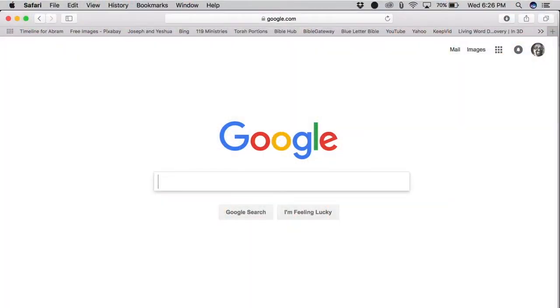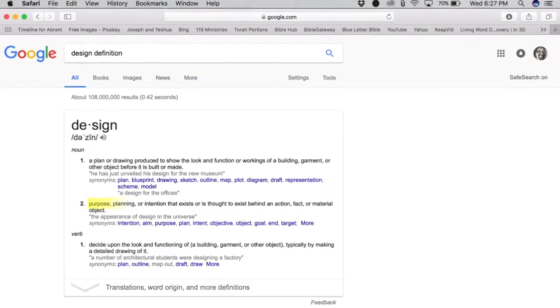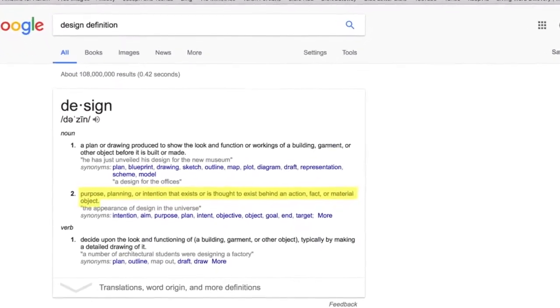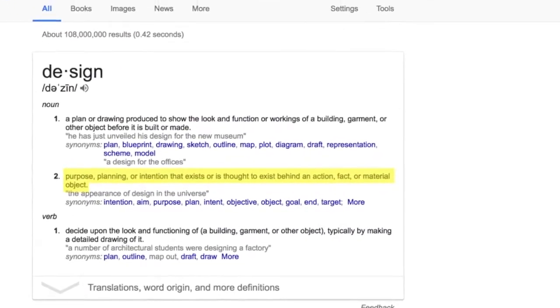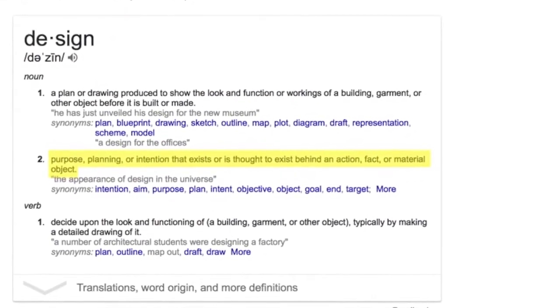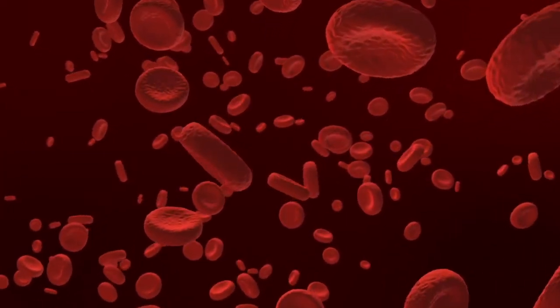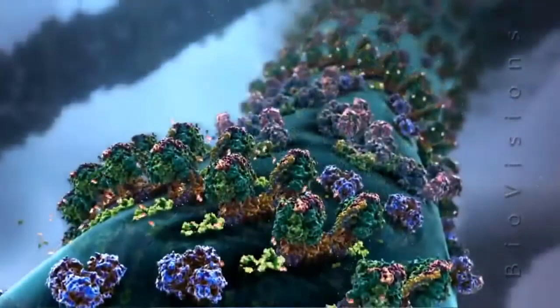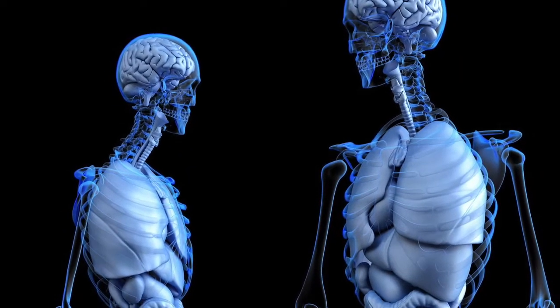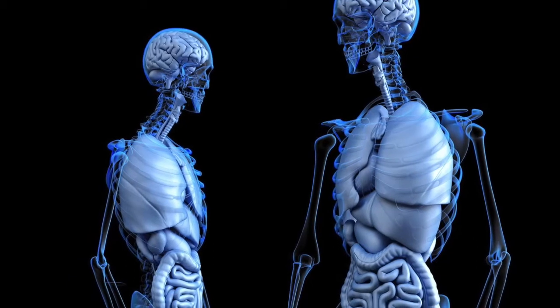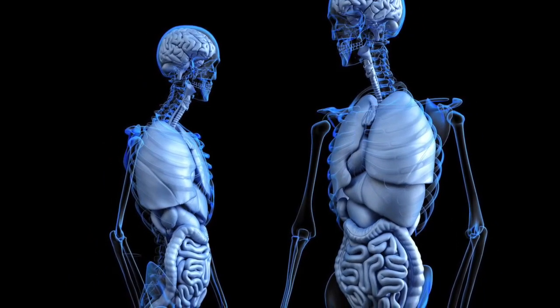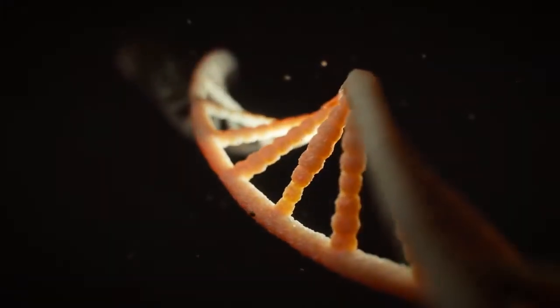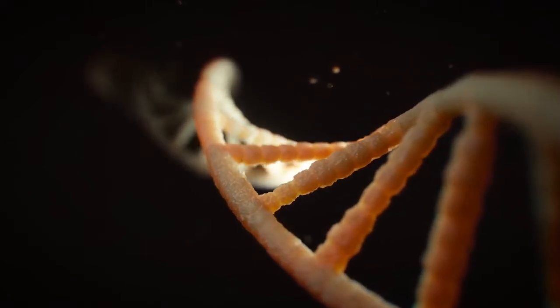A simple Google search will generate the following definition for design: purpose, planning, or intention that exists or is thought to exist behind an action, fact, or material object. It is easy to appreciate design in nature from an engineering perspective by recognizing the sophisticated array of interconnected biological components that are present in every form of life. This becomes even more apparent when considering that every form of biological tissue, organ, and bone is manufactured from an exceedingly complicated set of digital instructions that are encoded into every strand of DNA present in every living cell.